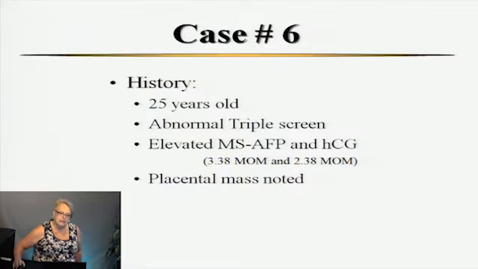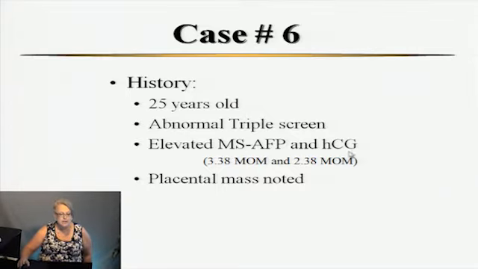Okay, case number 6. So a 25-year-old, abnormal triple screen. She had an elevated MSAFP and an HCG. So if 2 or 2.5 is our cutoff, this was 3.38 for the AFP and then 2.38 for the HCG. And then they thought they saw something on the placenta.